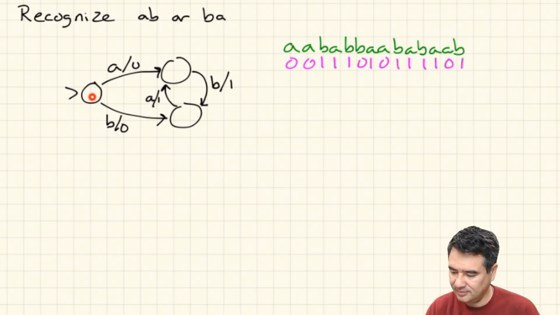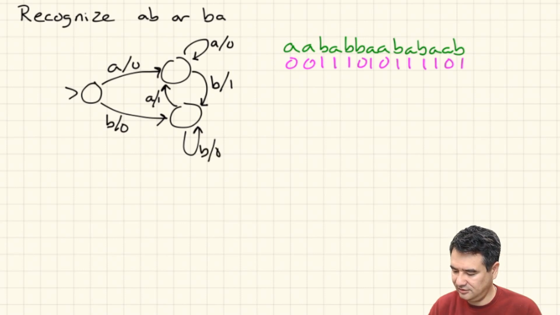So we start here. A0. Oh, whoops, I'm missing some transitions. Oh. A0. B0. I think that's it.